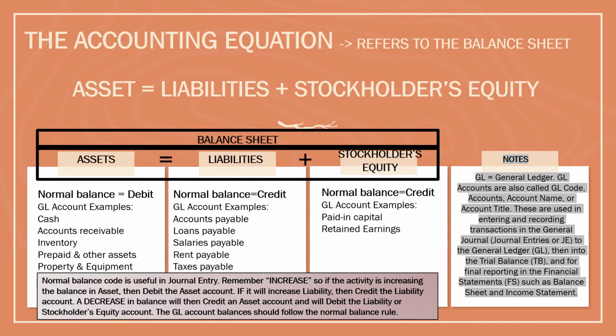Account name or account title. These are used in entering and recording transactions in the general ledger. So these are the accounts that you're going to use when you do your journal entry. These are the same accounts too that flow through the financial statements, such as the balance sheet or the income statement. We'll move on to our next slide.